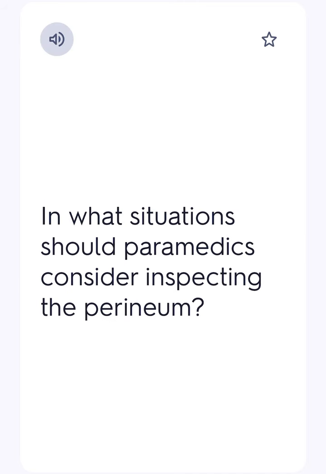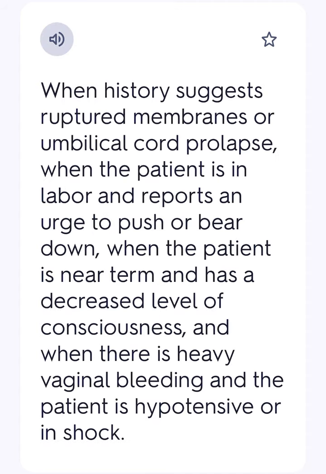In what situations should paramedics consider inspecting the perineum? When history suggests ruptured membranes or umbilical cord prolapse, when the patient is in labor and reports an urge to push or bear down, when the patient is near term and has a decreased level of consciousness, and when there is heavy vaginal bleeding and the patient is hypotensive or in shock.